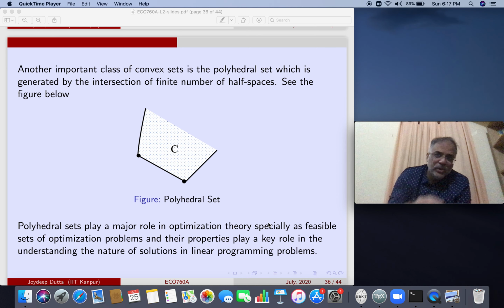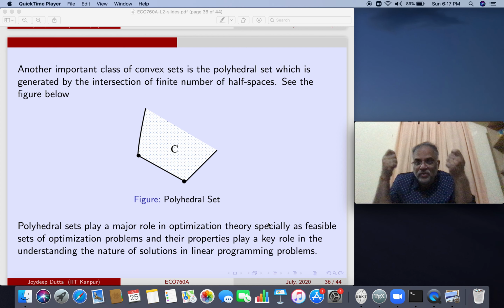At home you can try to use the definition that a polyhedral set is a finite intersection of half spaces. Take two or three different half spaces and intersect them, and then try to prove that the intersection is a convex set, that is, taking two points, show that lambda x1 plus (1 minus lambda) x2 will be in that intersection. That's a little work. You should do it yourself to convince yourself that the polyhedral set is actually a convex set.